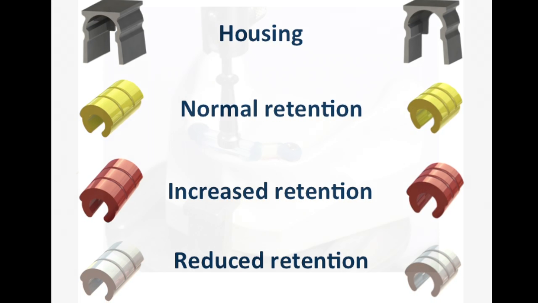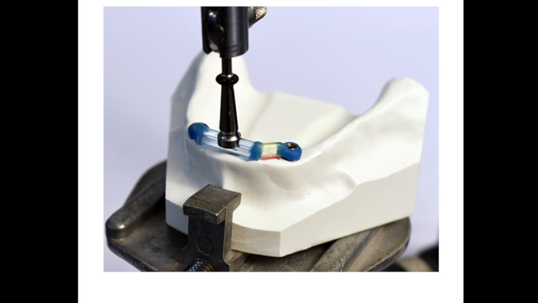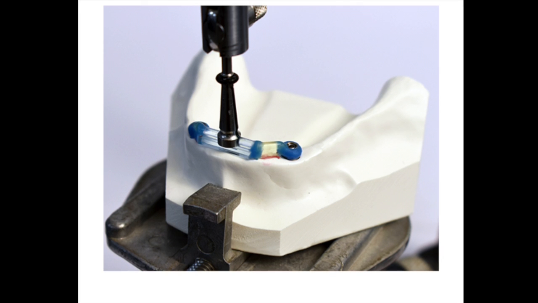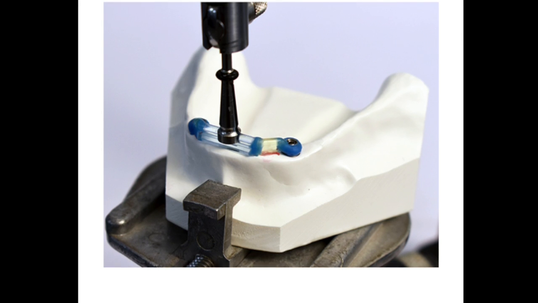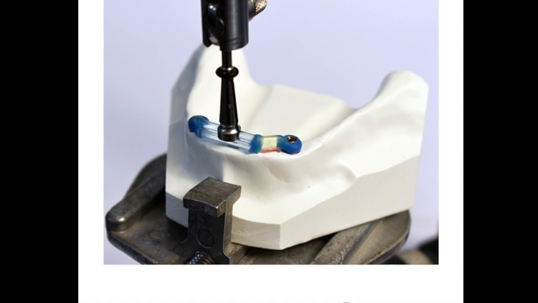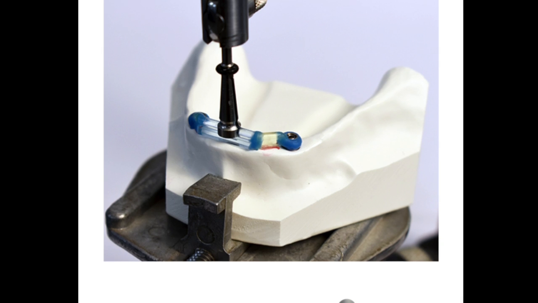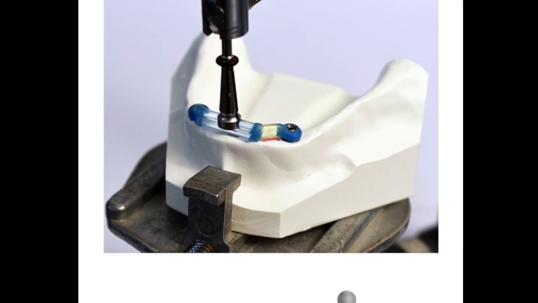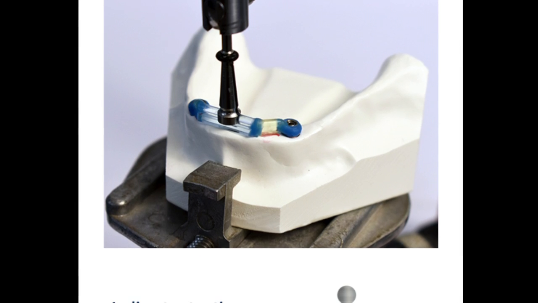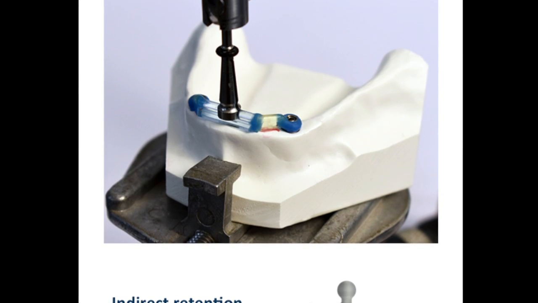I made this model to demonstrate the proper steps for fabricating an LV OCAD bar. I surveyed the model to determine an appropriate path of insertion. I cut a section of bar and put it in place 90 degrees from the occlusal plane and as close to the tissue as possible.